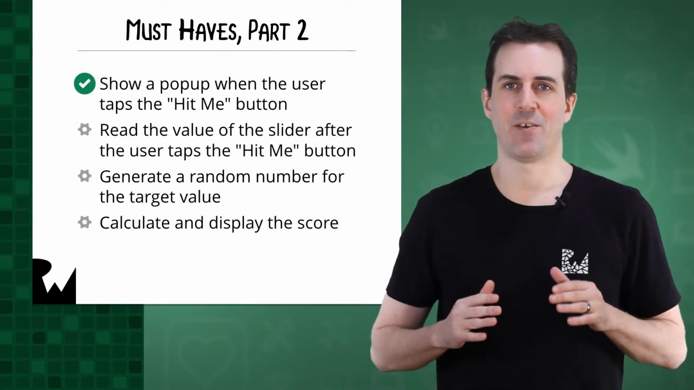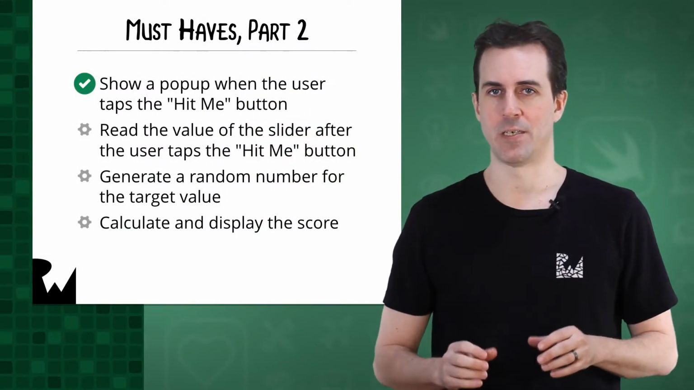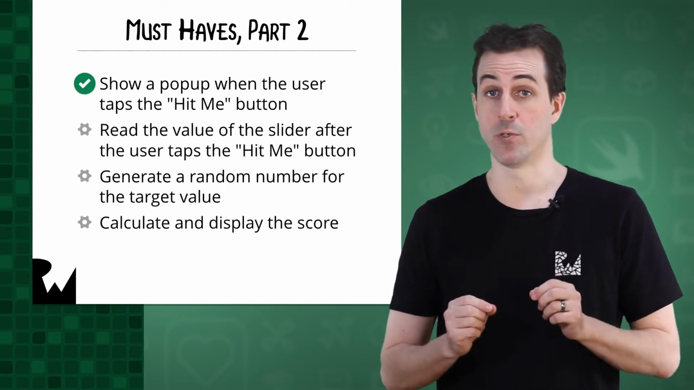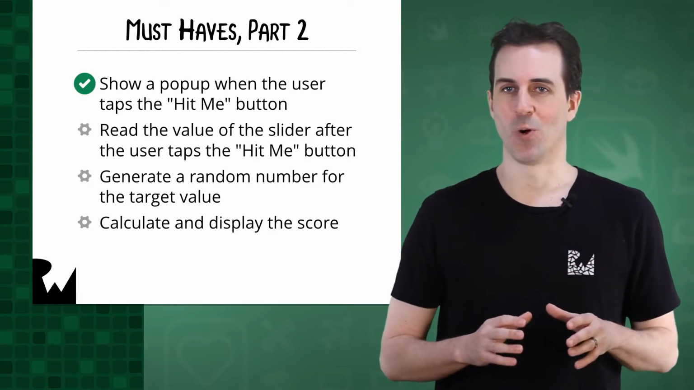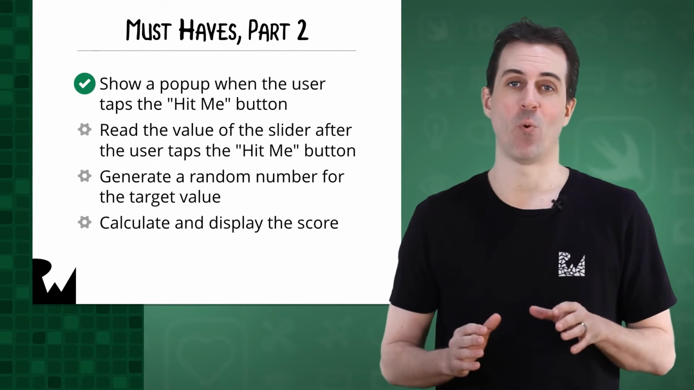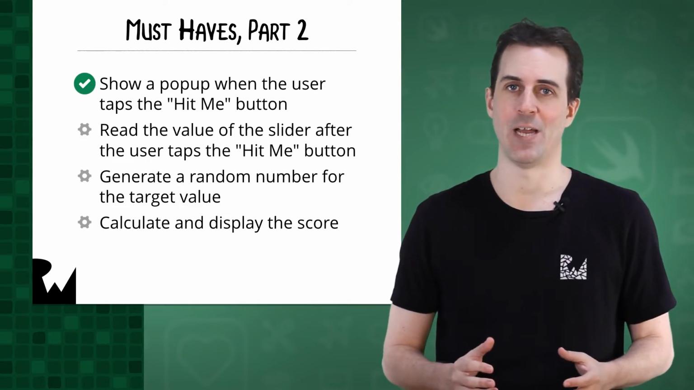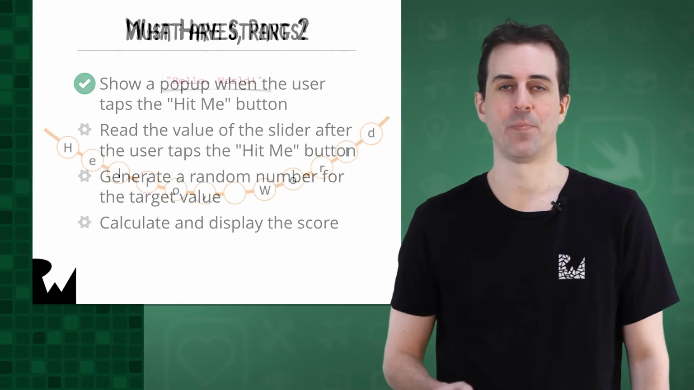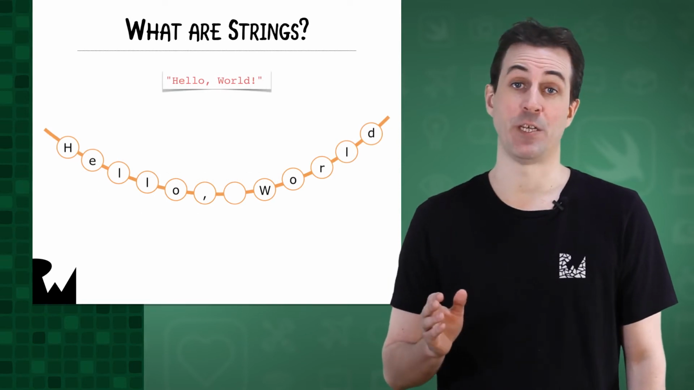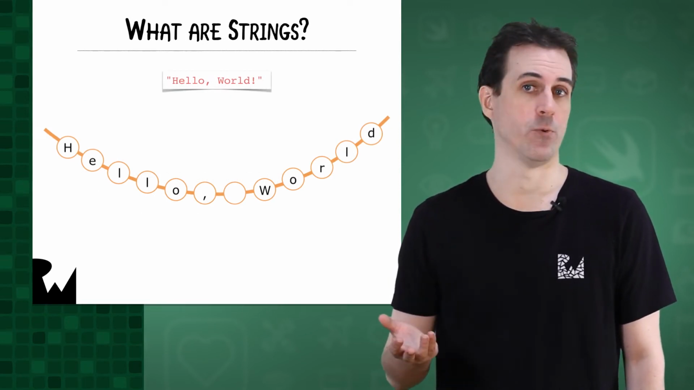It is time to tackle the next item on our programming to-do list: read the value of the slider after the user presses the Hit Me button. Before we start working on this, I want to tell you about a very important data type that you'll use in your iOS app: strings. To create a string in Swift, you simply surround some text by some quotes.